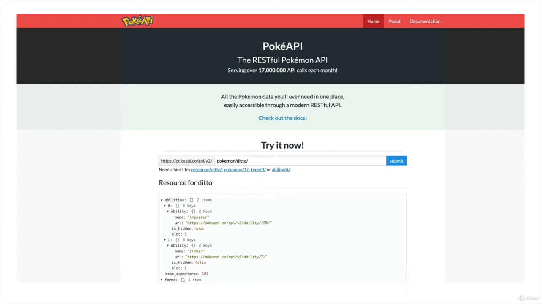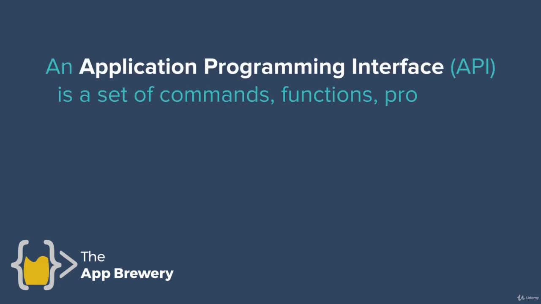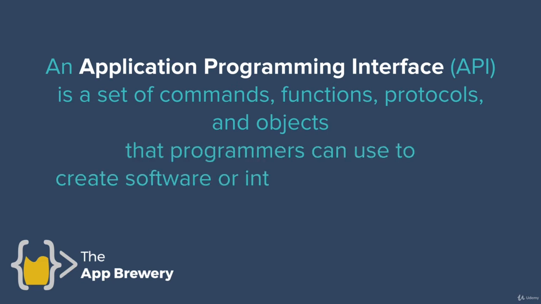What exactly is the definition of an API? A broad definition that a lot of people go by is that an API is a set of commands, functions, protocols, and objects that programmers can use to create software or interact with an external system. So what does all of that mean?